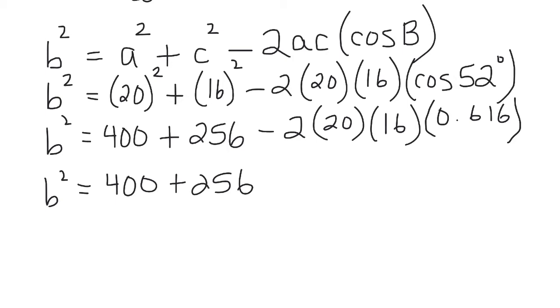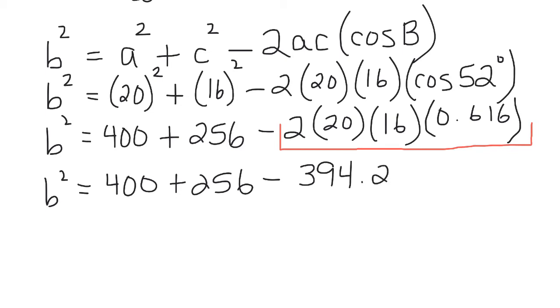256. I have a minus sign. And now what I'm going to do is the multiplication. So I need to multiply 2 times 20 times 16 times 0.616. So everything that I've kind of enclosed in this red boxed bracket, all of those numbers have to be multiplied together. So once you multiply all of those numbers together, you will get 394.24.